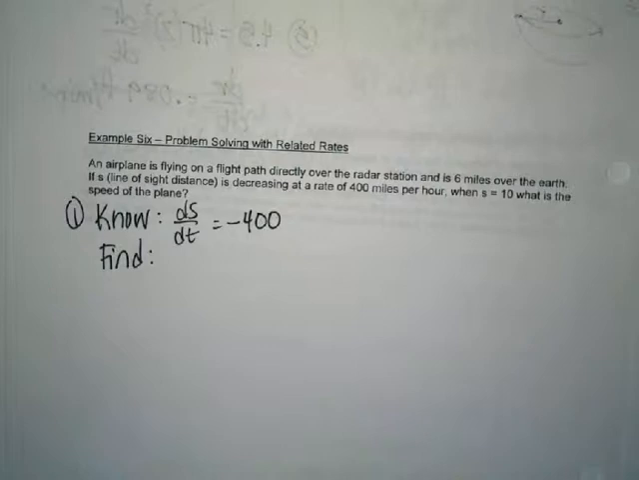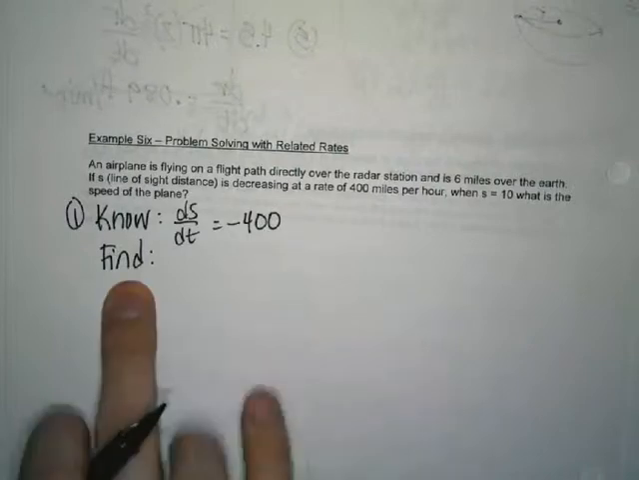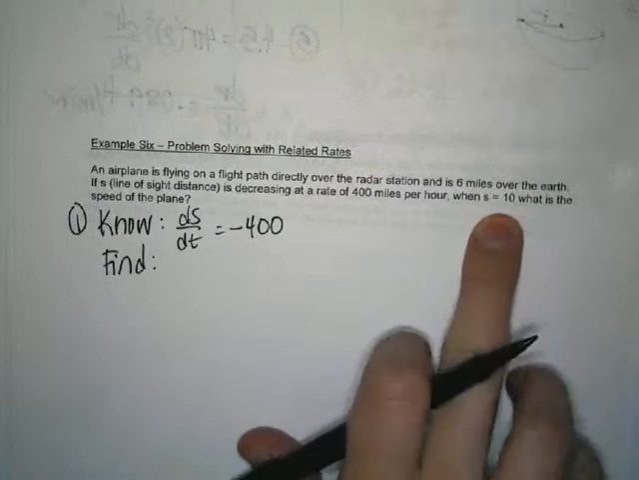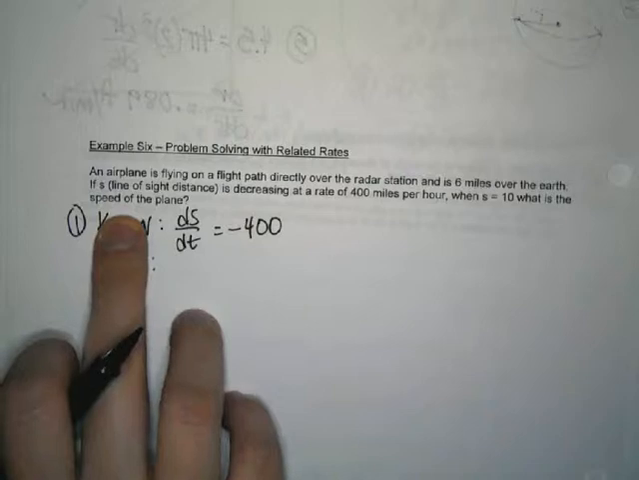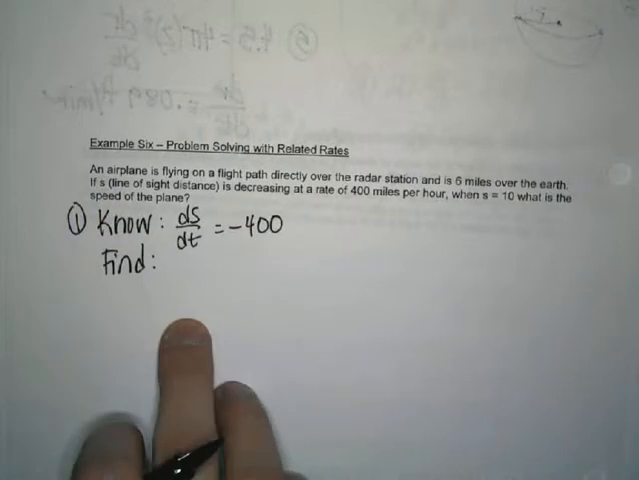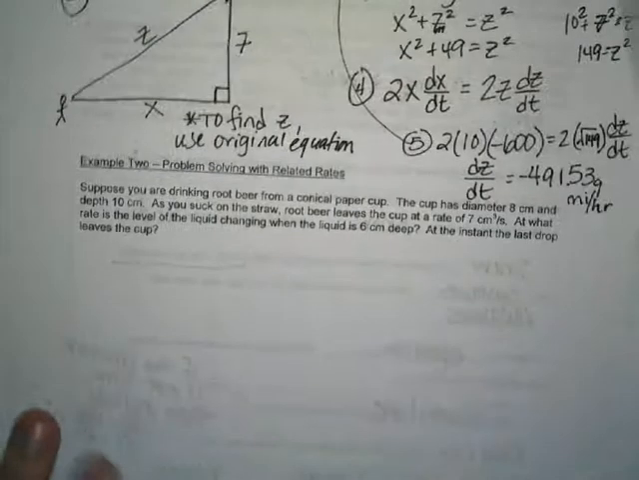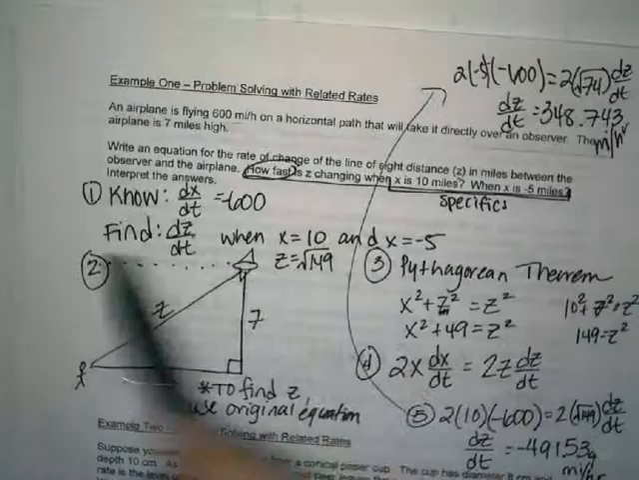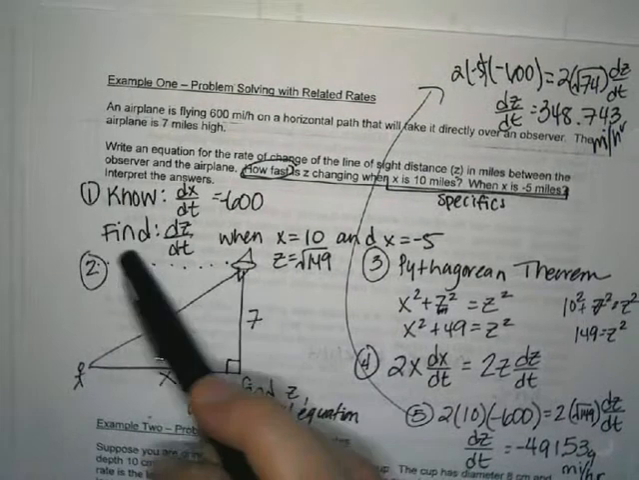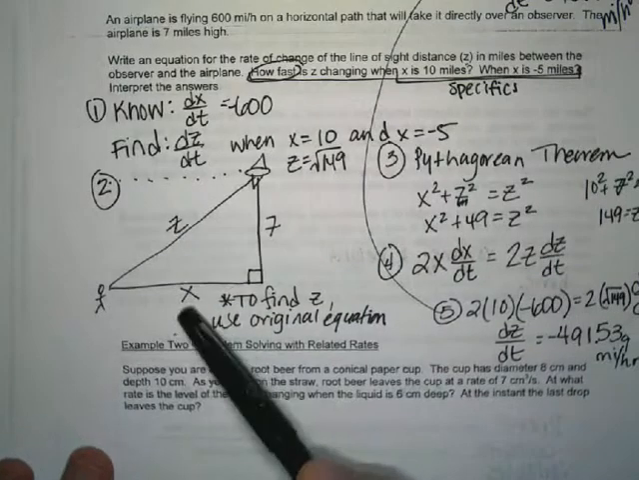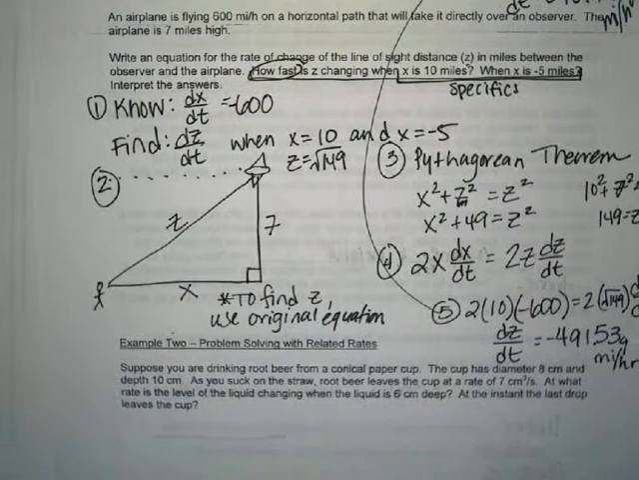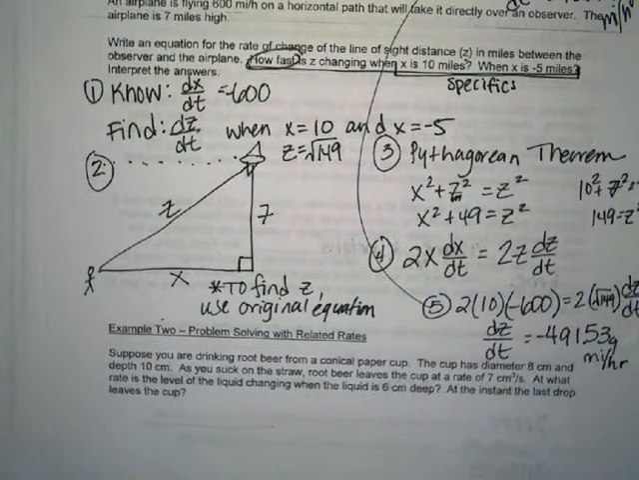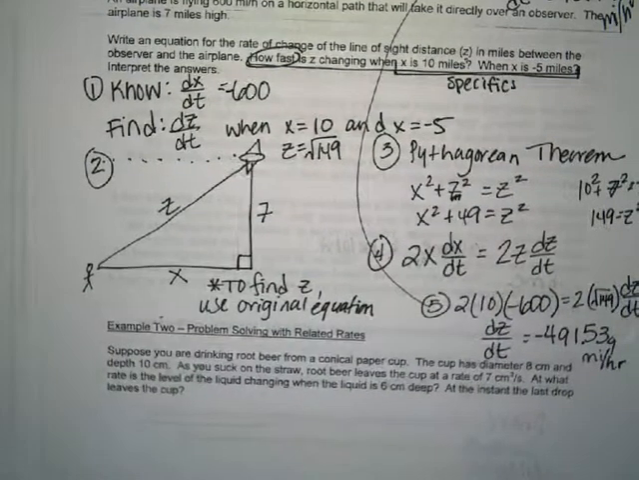Now what we want to find is, they give me the specific information. When S is 10, what is the speed of the plane? Speed is rate of change. But we have to know what variable to attach it to. Looking back at this problem that we started with, this was our speed, right? How fast the plane was flying this way on a horizontal path. What variable did we use to indicate that? No, Z was the line of sight. X, right? When you're talking about how fast a car is going, you're talking about how fast they're going on the ground. So we're going to label that as dx over dt.